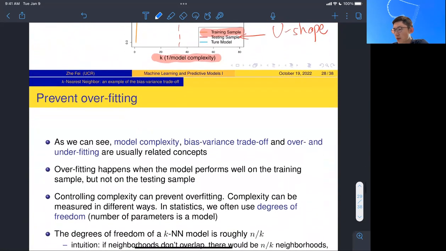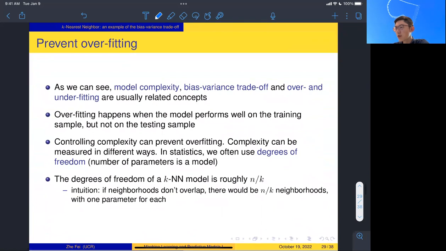Okay, to summarize, we see how the model complexity changes with the bias variance trade-off. Overfitting happens when the model performs well on the training sample, but not on the testing sample. So we want to control complexity. That's one of the takeaways here.